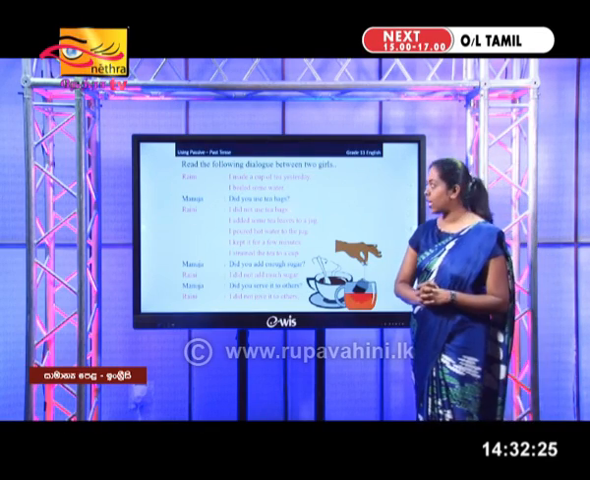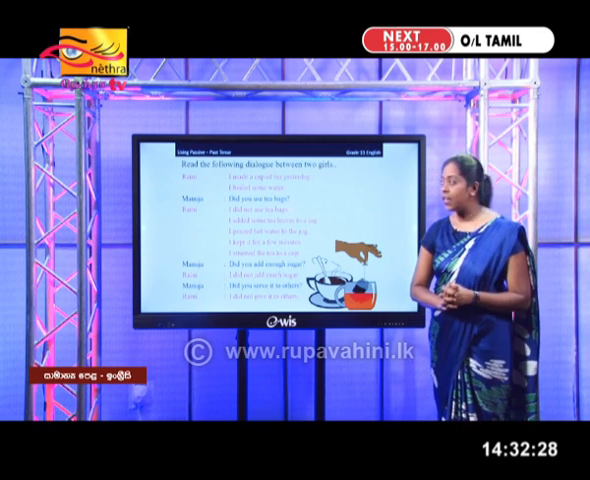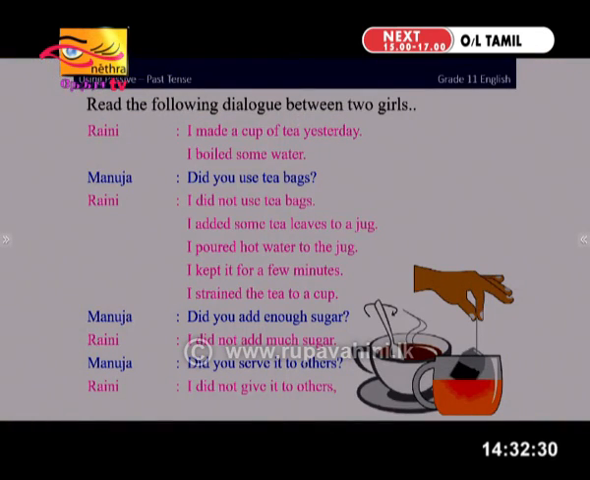Right, we are slowly coming to the end of the lesson today. Hope you have a clear idea about changing active into passive, especially in the simple past form. Okay, take a look at this particular dialogue between two girls.